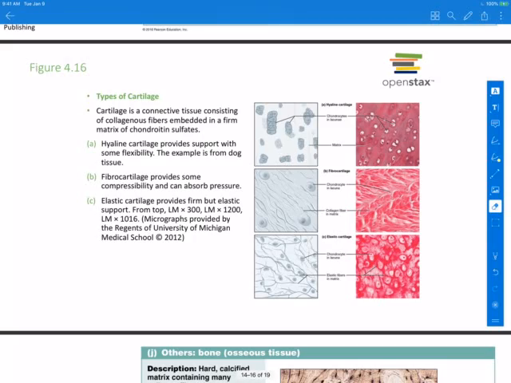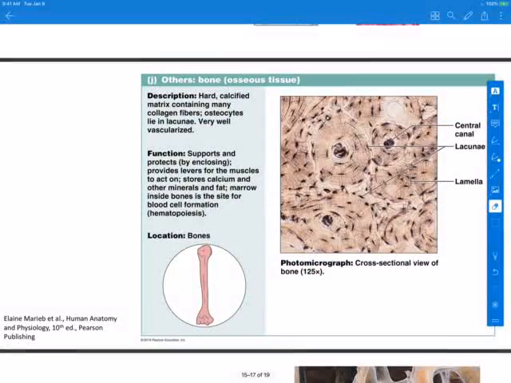Okay, so the next major type of connective tissue would be bone. And bone comes in two forms.